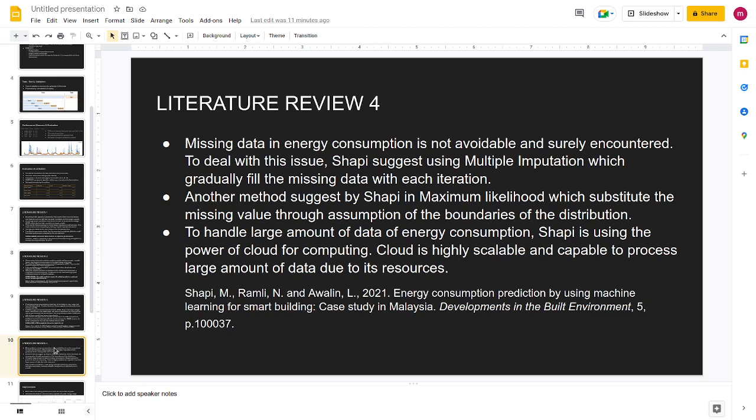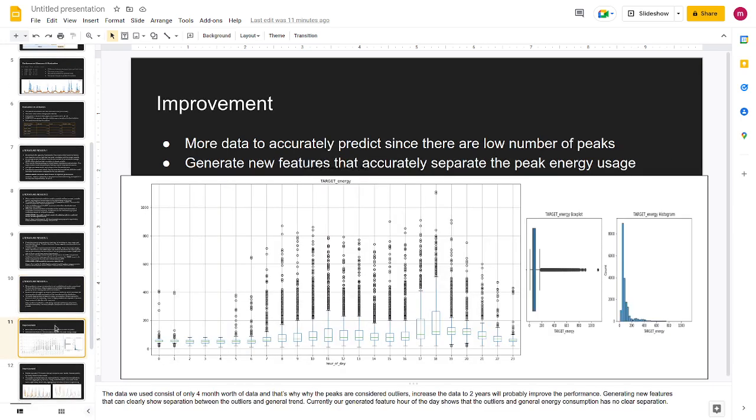Cloud is highly scalable and capable of processing large amounts of data due to its resources, which we struggle with if we use XGBoost but don't have the resources. So what improvements can be made so that our model has high accuracy and can be used?